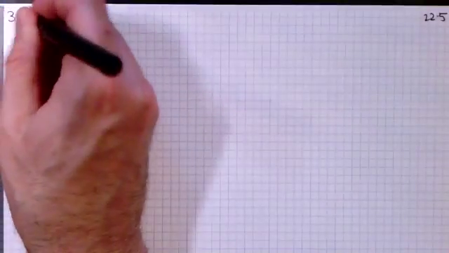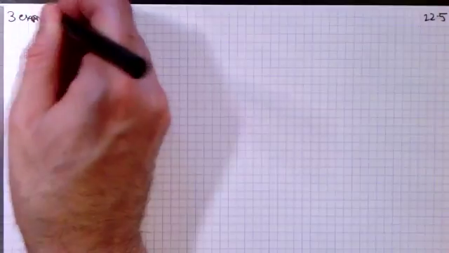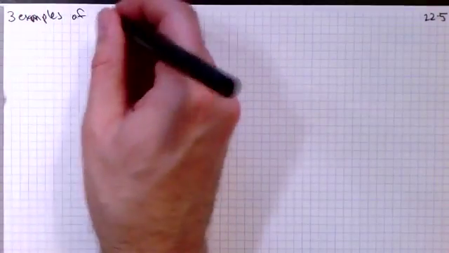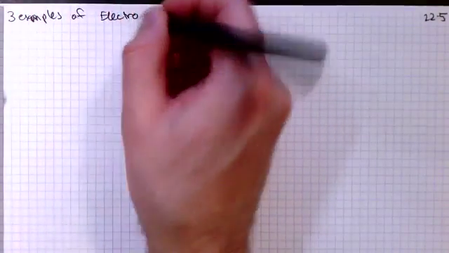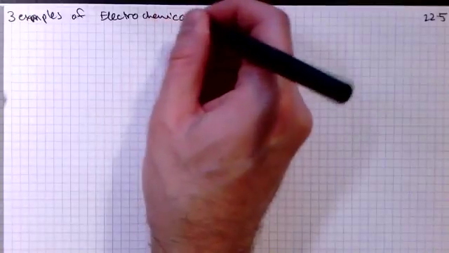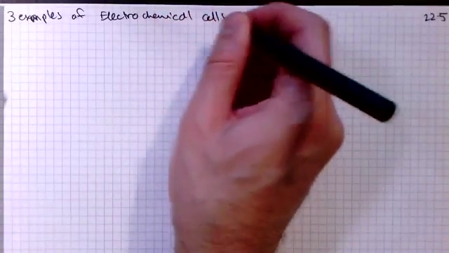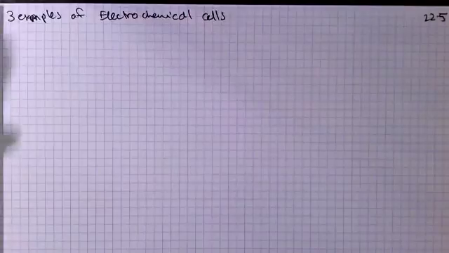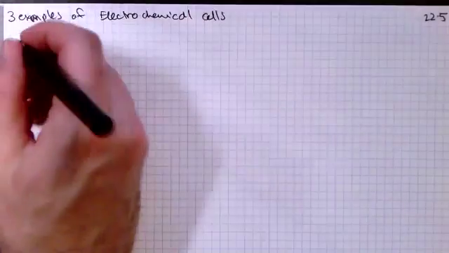Okay, so let's talk about 3 examples of electrochemical cells. Okay, so the first will be the lead-acid battery.